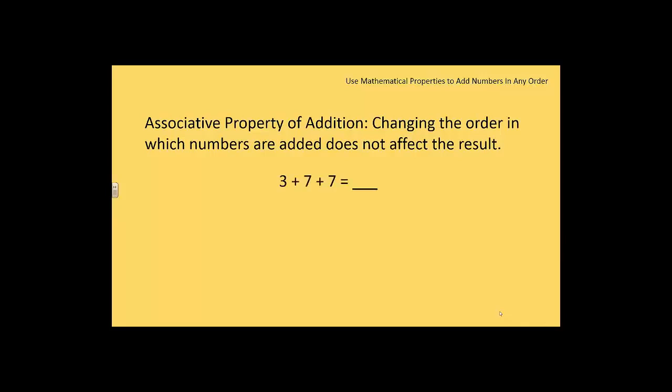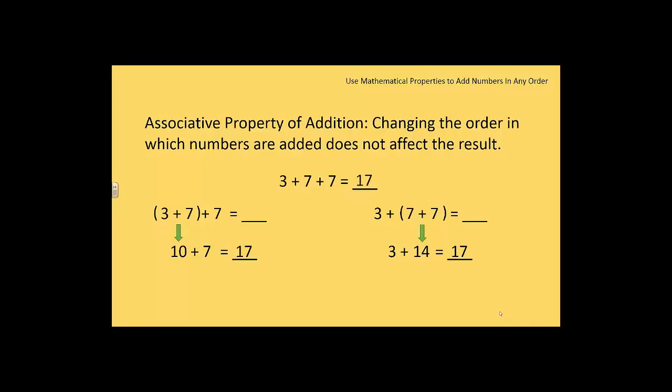In adding 3 plus 7 plus 7, some students may choose to add the 3 and one of the 7s to make 10, and then add 7 more, which is equal to 17. Other students might choose to add or associate the doubles fact 7 plus 7 first, which is equal to 14, and then add 3 more, which is equal to 17. Changing the numbers that are added first does not affect the sum. 3 plus 7 plus 7 is equal to 17, no matter the order in which the numbers are added.